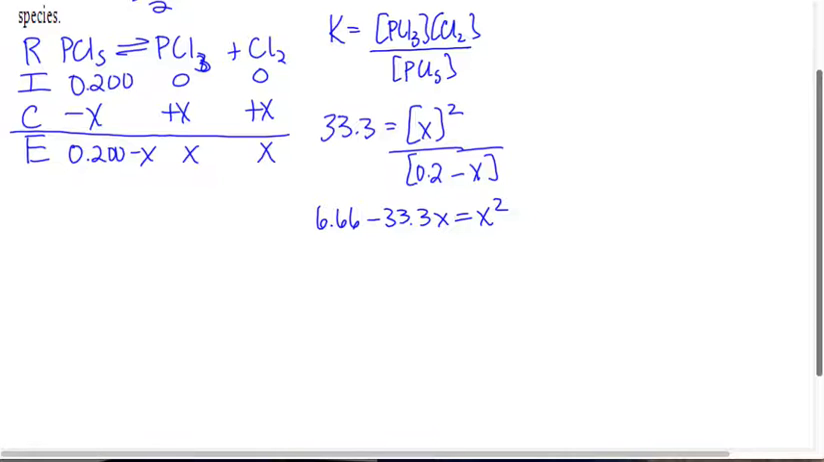Right, so we're setting it equal to what? 0. I need to set one side of the equation equal to 0. I like my x squareds to be positive, so I'm just going to write 0 is equal to and bring everything over to the left. X squared plus 33.3x minus 6.66.